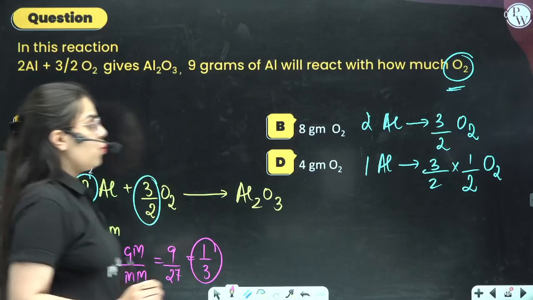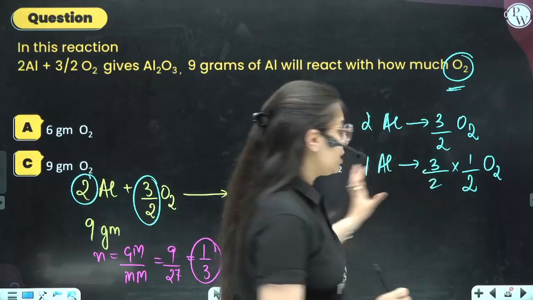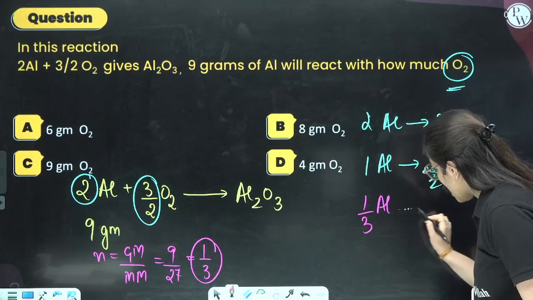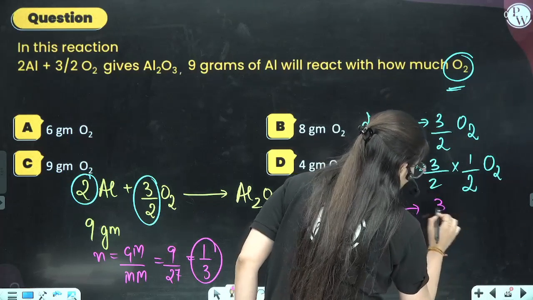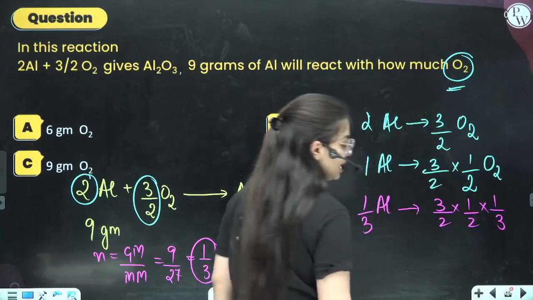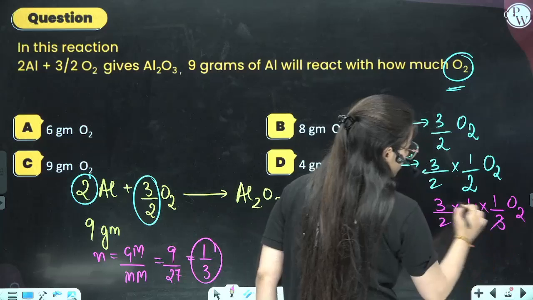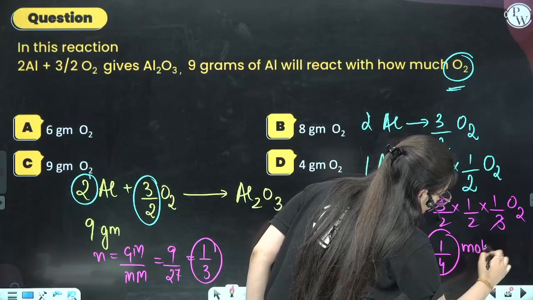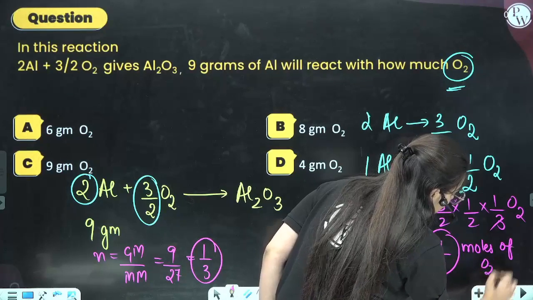Now, if aluminium is forming this much moles of O2, then 1 by 3 moles of aluminium will form how many moles of O2? It will be 3 by 2 into 1 by 2 into 1 by 3 moles of O2. So, this 3 gets cancelled. We shall get 1 by 4 moles of O2 being produced.